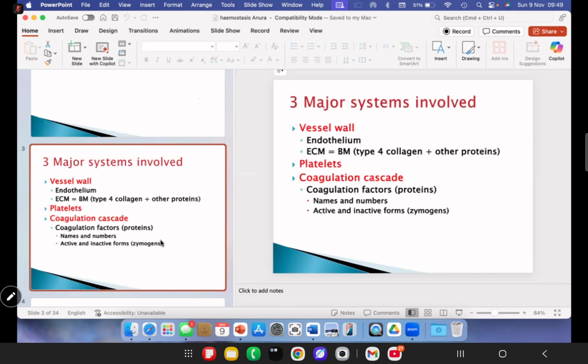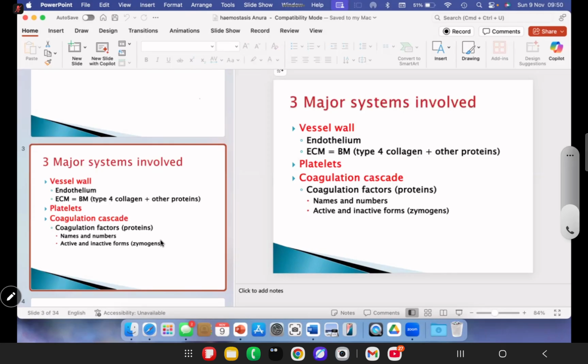Now, three major systems, as I said: the vessel wall is important, the platelets are important, and coagulation is important. Vessel wall has two main factors. One is the endothelium. The endothelium's inside layer is very smooth. As a result, the smoothness prevents clotting itself, and it doesn't try to catch anything.